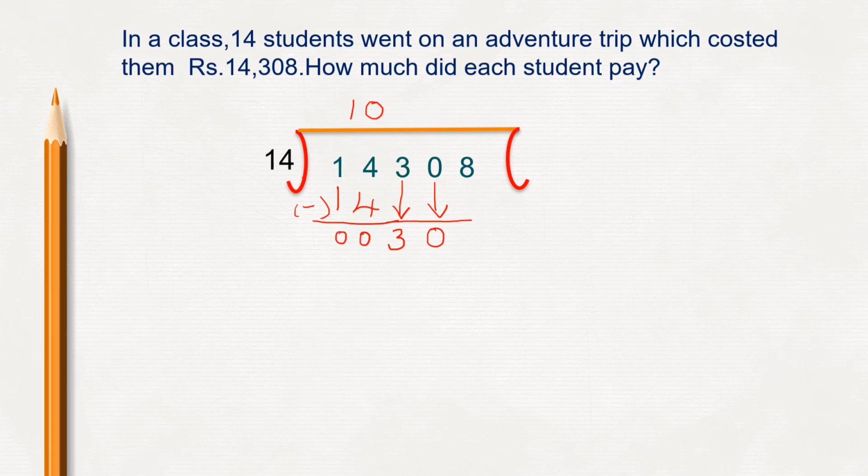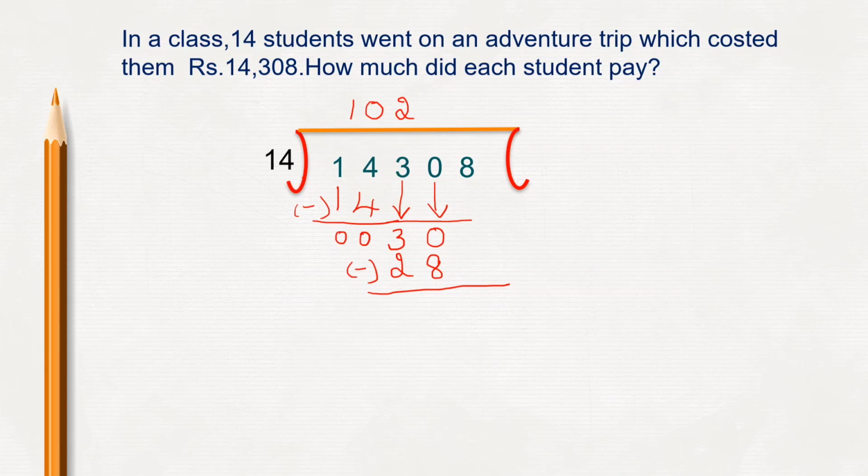14 one time is 14. 14 two times is 28. 14 three times will be 42. 42 is more than 30. So we'll stop at 2, that is 28. 14 two times is 28. Right? So take away 28 from 30.